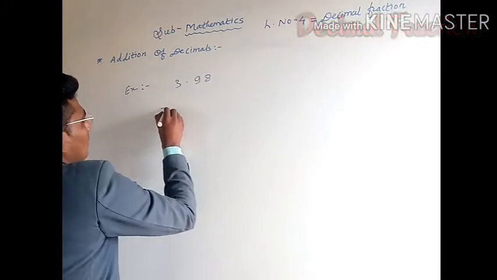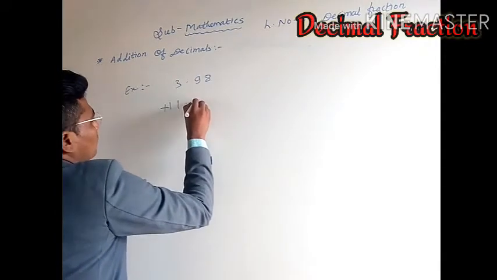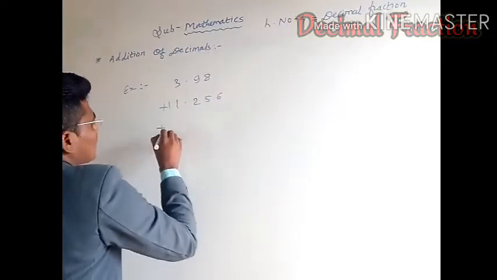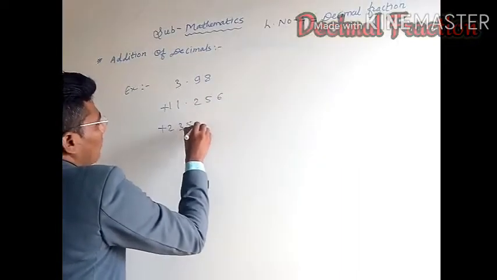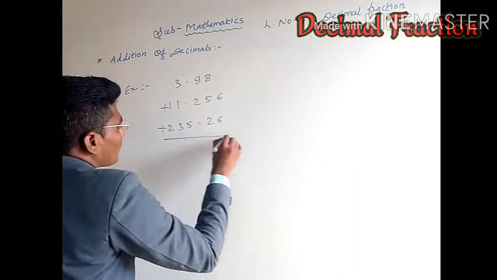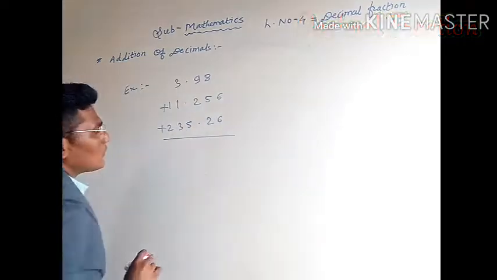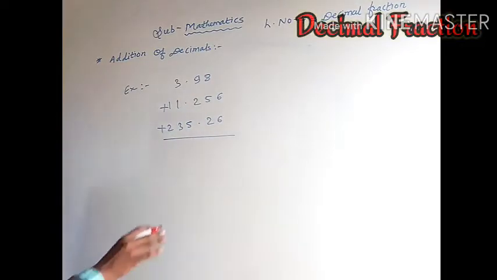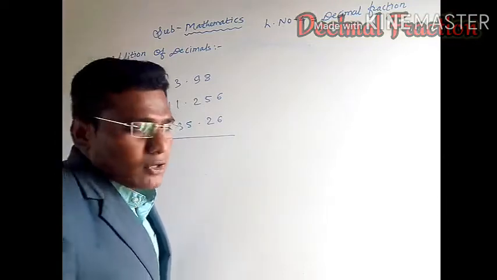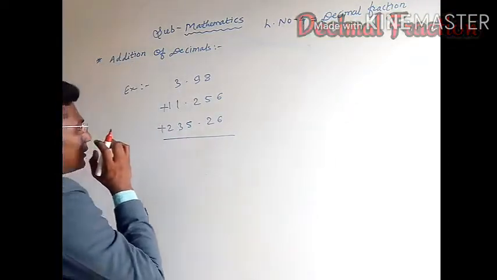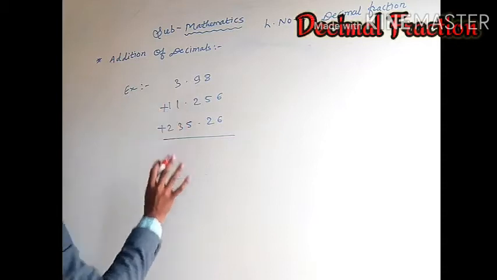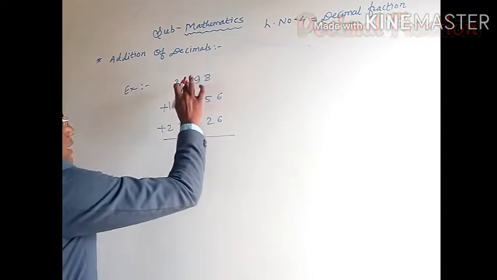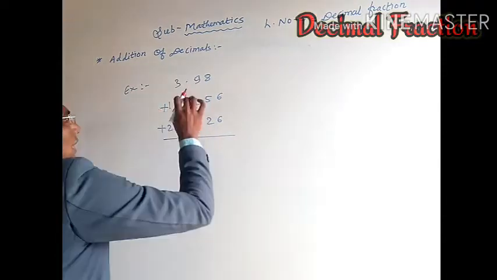3.98 plus 11.256 plus 235.26. I wrote this particular example very randomly here. In this example, if we have to solve decimal numbers, then the decimal points will come one below the other, in a straight line.